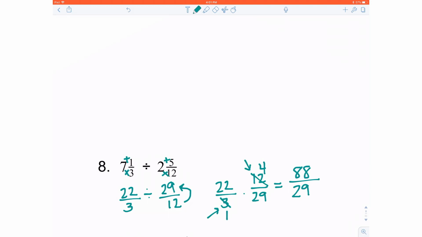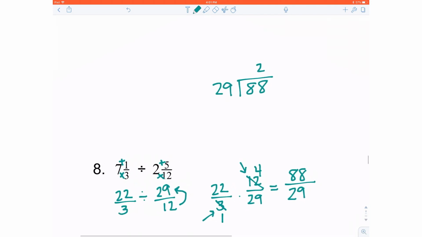So, can we simplify this? Well, we can't simplify by dividing the top and the bottom by the same number, because 29 is a prime number, which means it can't be divided by any number other than 1 and itself. But we can simplify this by turning it into a mixed number. So let's do 29 into 88. Well, 29 goes into 88, I want to say twice.